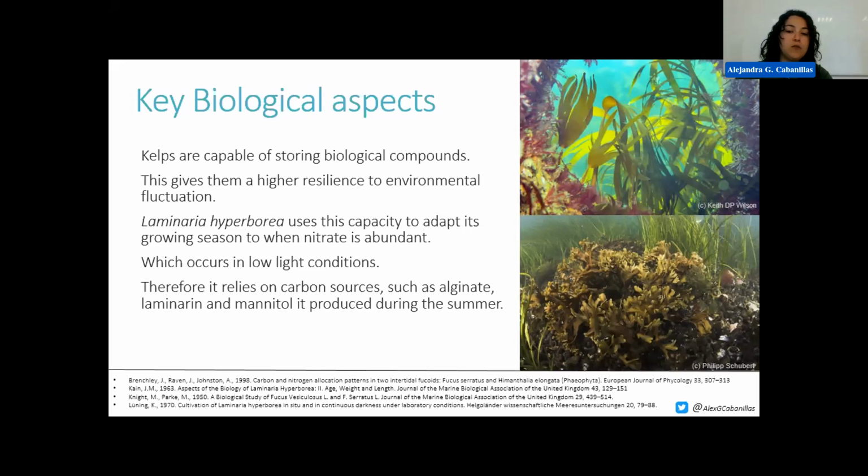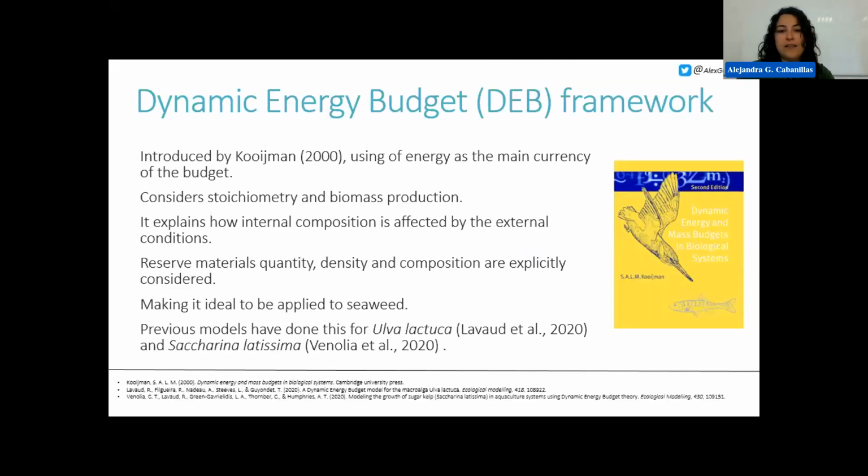So this species stores carbon in the summer when light conditions are ideal, obviously, and then it uses this to grow in the colder months when nitrate is abundant, but light in Scotland is not, as we are all very aware. So to be able to accurately model those key traits, we chose to work from the dynamic energy budget theory framework.